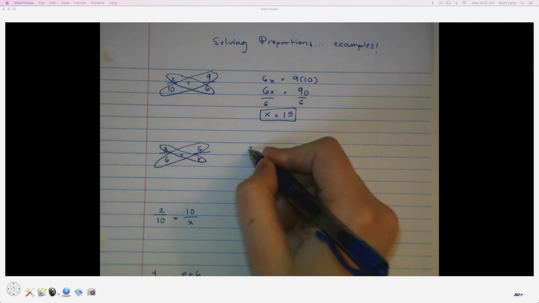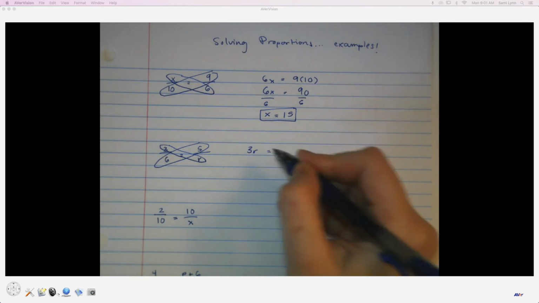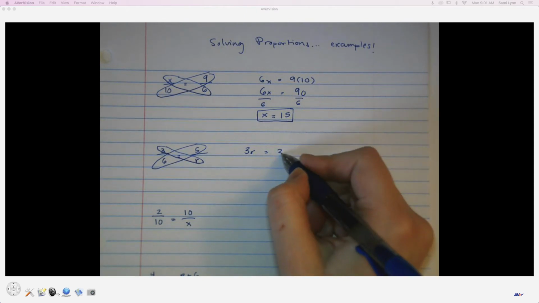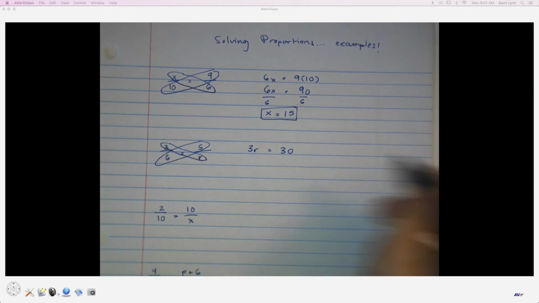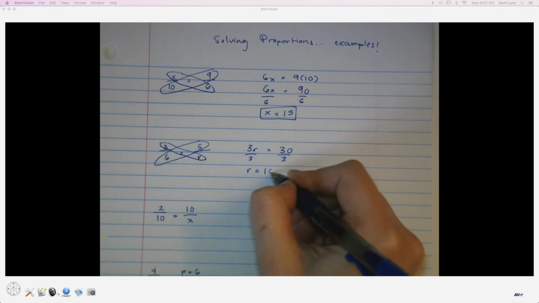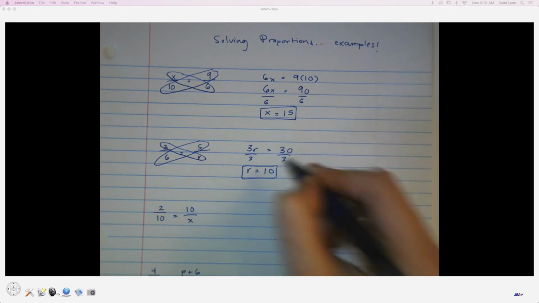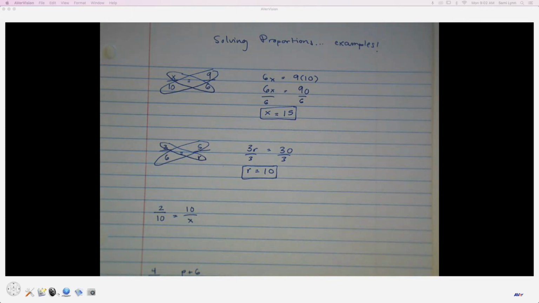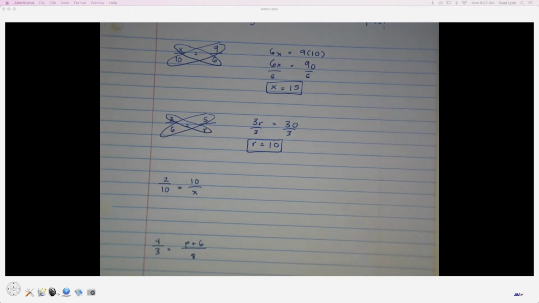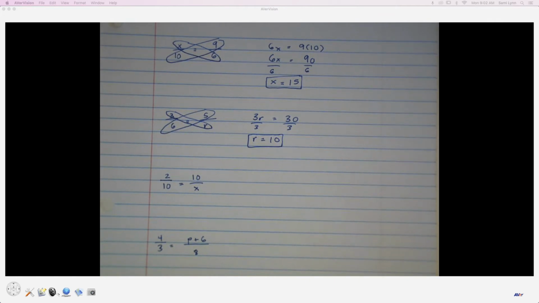So we're going to get 3r in this case, and that equals 30. So what's 30 divided by 3? I'll write it out for you. It means r equals 10. And feel free to pause this video and re-watch these examples as many times as you need. No shame in doing that.